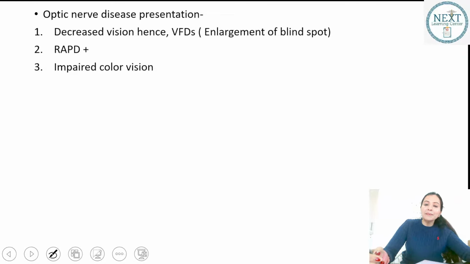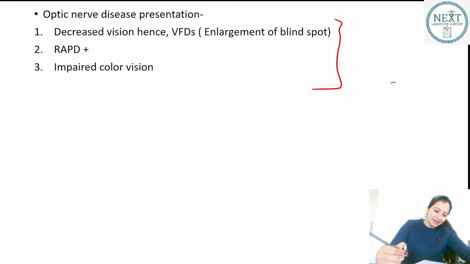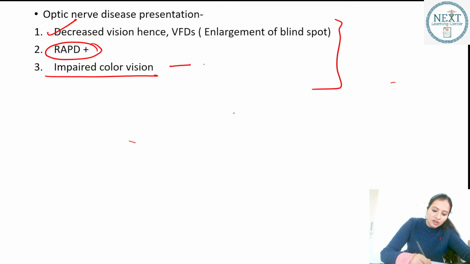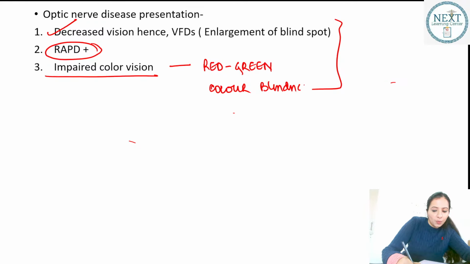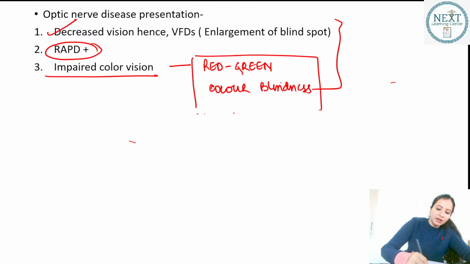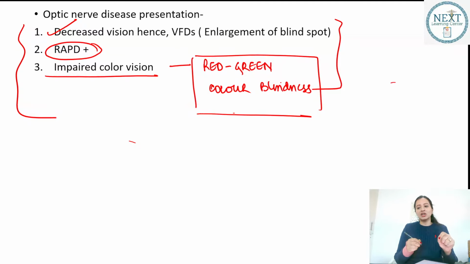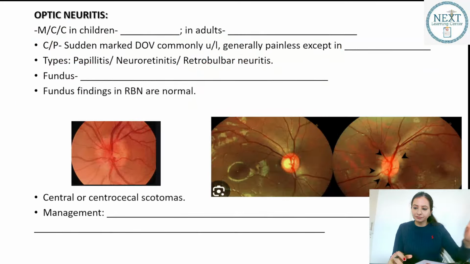Then any patient with an optic nerve disease will present with these three characteristics: decrease in the vision, presence of RAPD, and impaired color vision. Color vision is also impaired primarily for red-green colors. So the patient will have red-green color blindness. Very important. In question, if any three of these is mentioned, that means they are talking about any disease of the optic nerve.